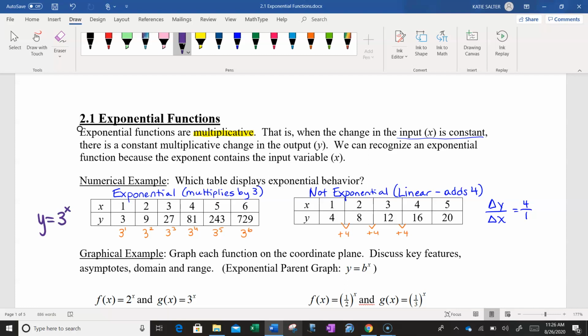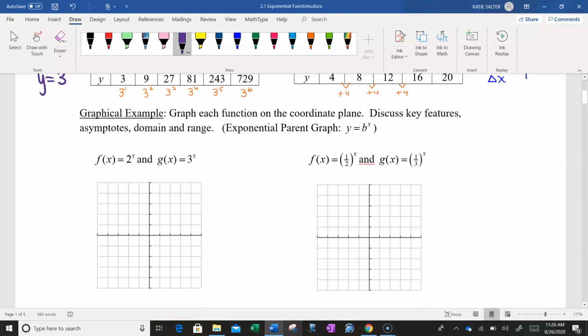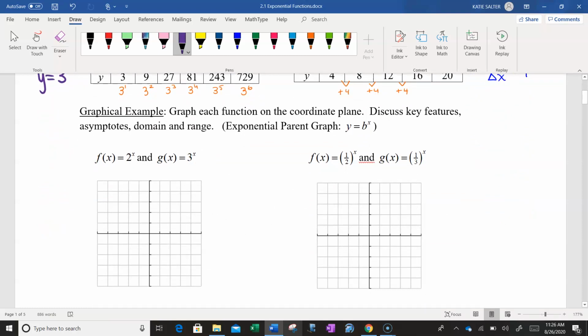All right, so let's look at this graphically. Graph each function on the coordinate plane and discuss key features, asymptote, domain, and range. And when we're doing this, the exponential parent graph is just y equals b to the x, where that base we can change. So in the first one, we're going to do a base of 2 and a base of 3. And the second one, we're going to do a base of 1/2 and a base of 1/3.